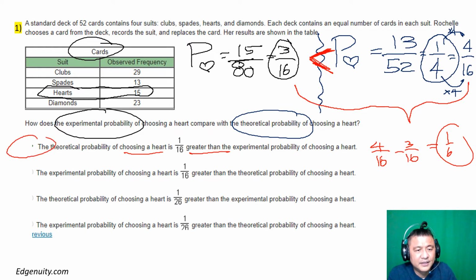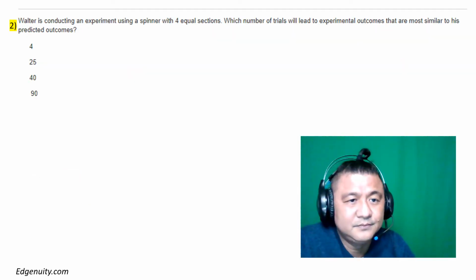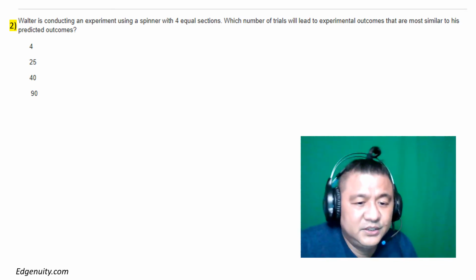Perfect. Now, is the experimental probability of choosing the heart 1/16 greater? Is the experimental greater? No, 4/16 is greater than 3/16. So not that one. So that's our correct answer. Got it? Good.